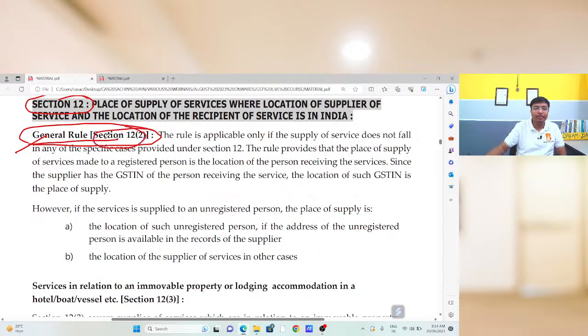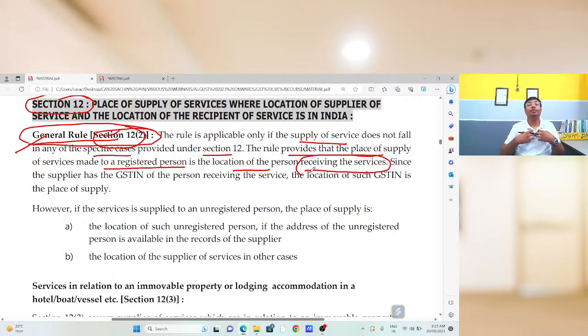So section number 12 subsection 2, this rule is applicable only if the supply of service does not fall in any of the specific cases provided under section number 12. That means in section number 12 there are certain specific cases. If the particular transaction falls under those specific cases, the general rule of section 12 subsection 2 will not be applicable. If the situation is covered under a specific segment, decide the place of supply according to that segment. If it is not covered, we decide as per the general principle. The rule provides that the place of supply of service made to a registered person is the location of the person receiving the service.